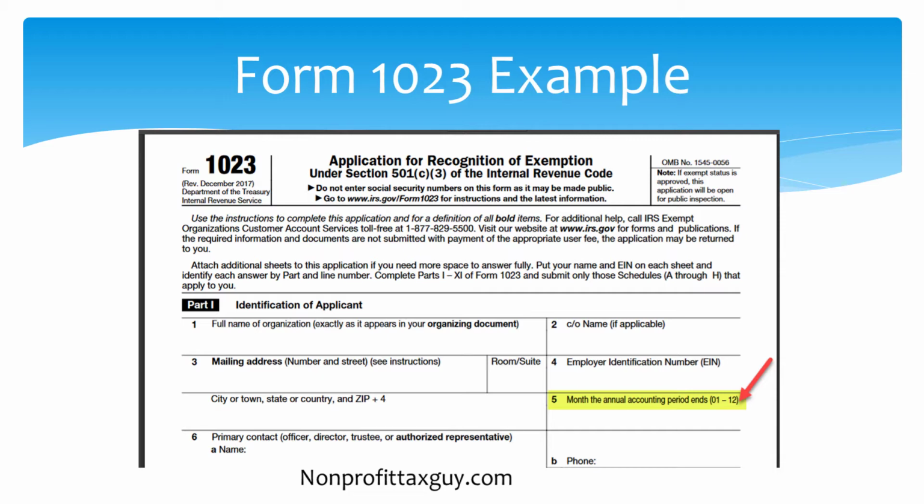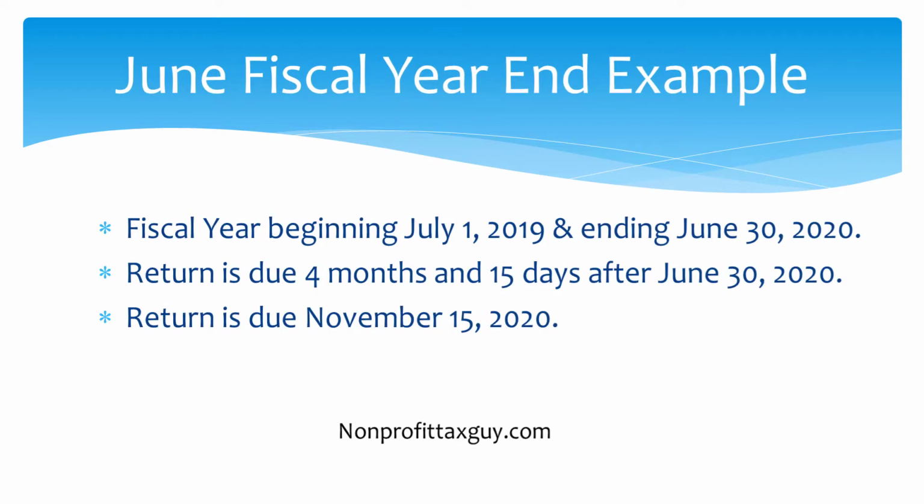So your organization might have chosen another month on which to end its accounting year, perhaps to more closely align with its activities. Like a high school football booster club might choose June 30th as the end of its accounting year to coincide with the school year. A return for an organization with a June 30th accounting year end would be due 4.5 months after June 30th. That means November 15th. For purposes of this video, I'm just going to assume that every example that I give has a December 31st year end and a May 15th due date, unless I say otherwise.